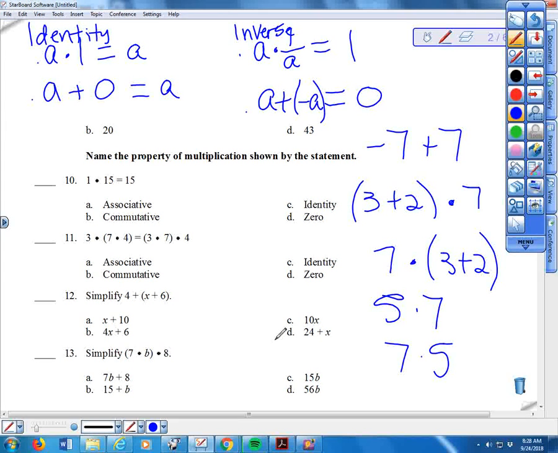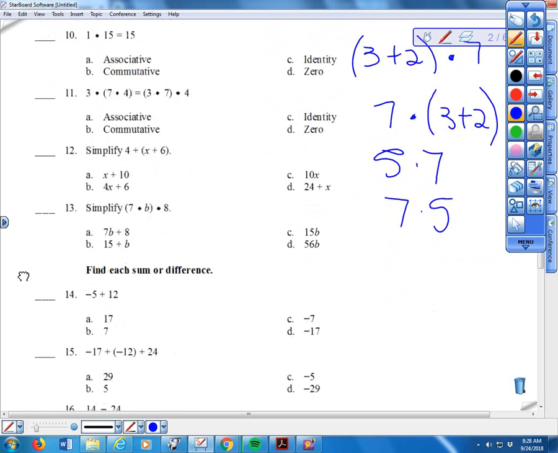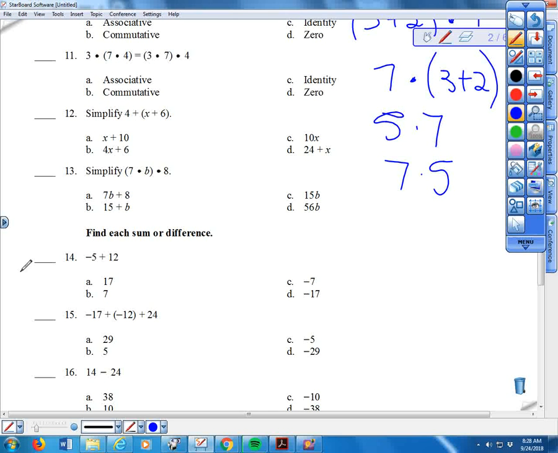How about this one? Associative, yep. These numbers were associated first, and then they switched to these. The order did not change. So that's the associative property. Make sense? Yes. All right, next, simplify 4 plus (x plus 6).